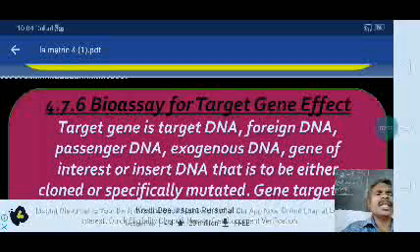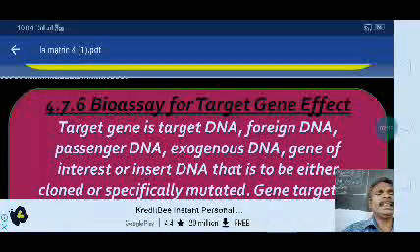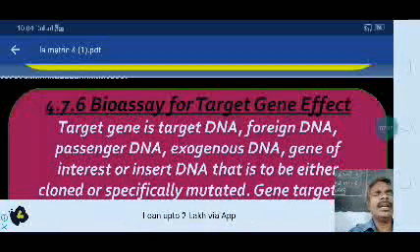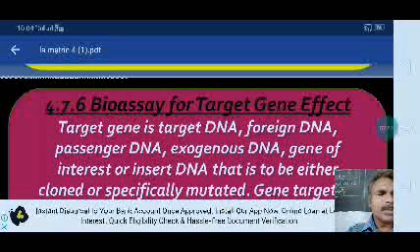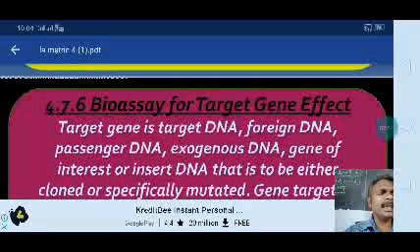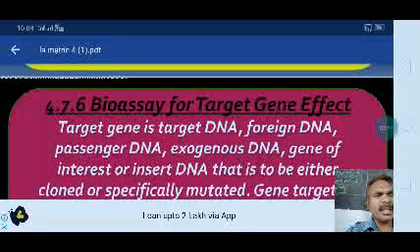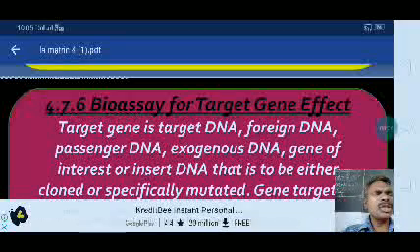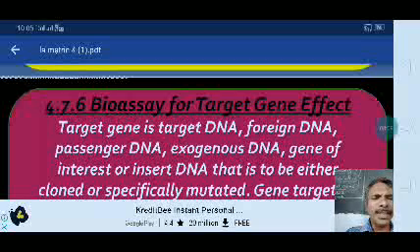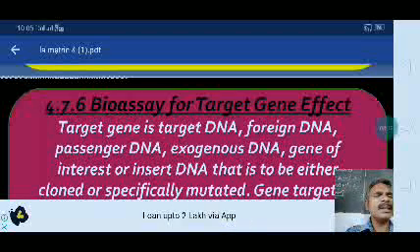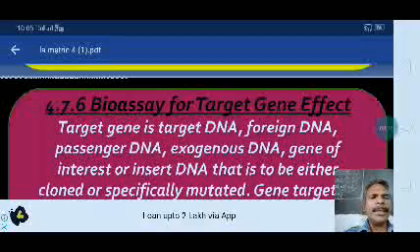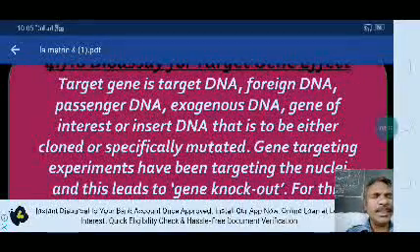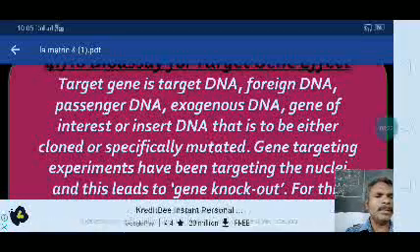Bioassay for the target gene effect, a desired gene effect. A target gene is nothing but a target DNA, otherwise called foreign DNA, passenger DNA, exogenous DNA, outside DNA, a gene of interest, or insert DNA. Any of these names can be used, and this is the DNA that is to be either cloned or specifically mutated.